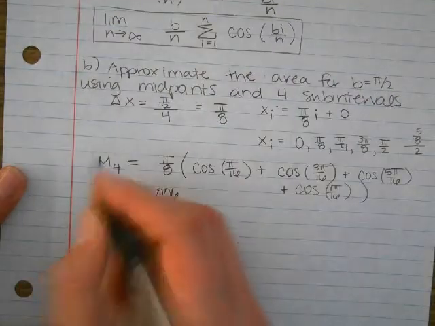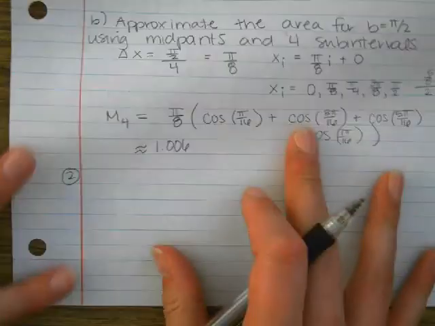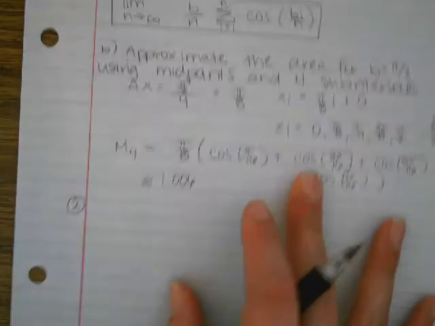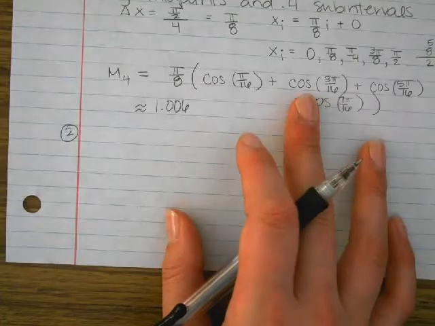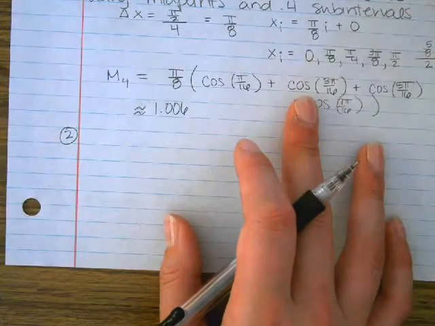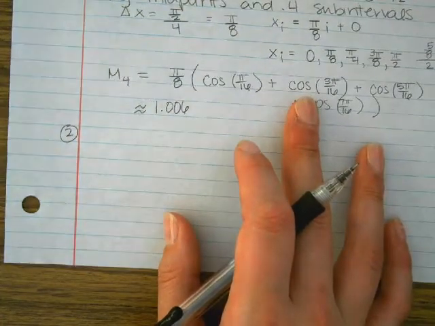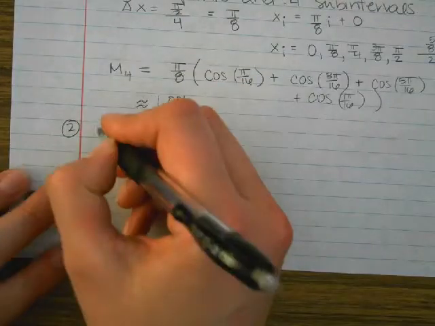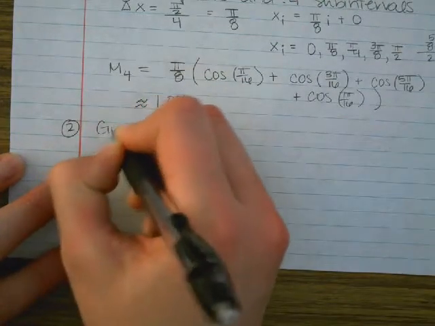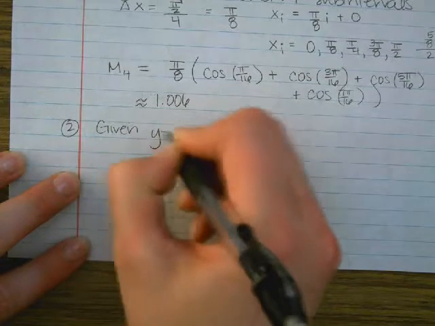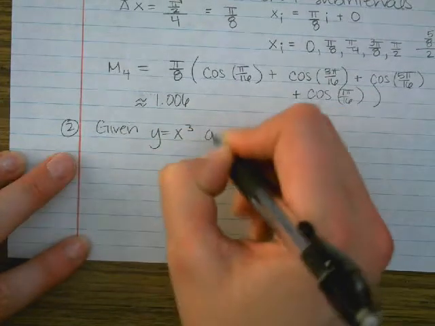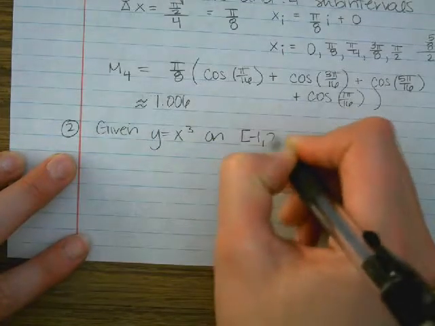All right, so let's look at another situation. We want to make sure that we understand this rectangle business and that we can do the midpoint version of the rectangles, but that we could also do the left point as the height or the right point as the height. So we're going to say given y equals x to the third on the interval -1, 2.